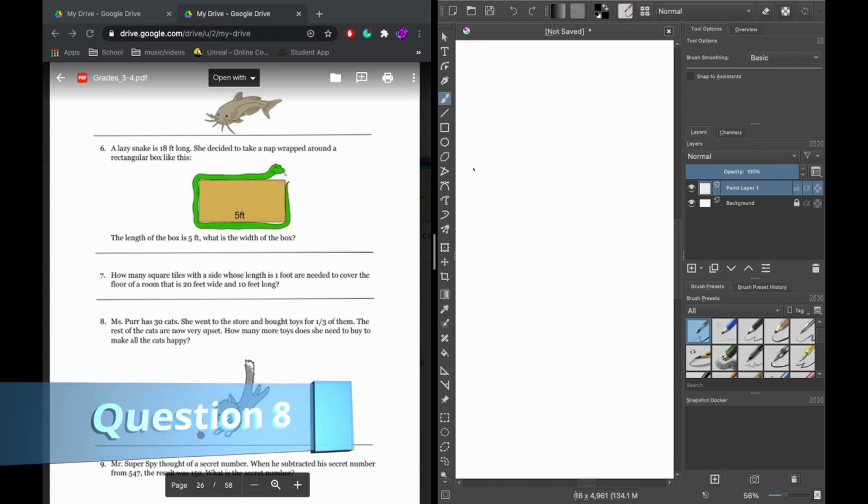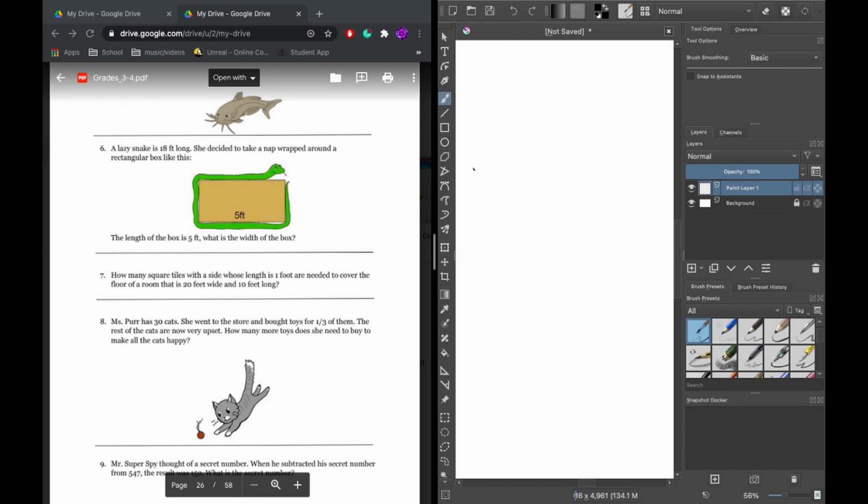Mrs. Purr has 30 cats. She went to the store and bought toys for 1/3 of them. The rest of the cats are now very upset. How many more toys does she need to buy to make all the cats happy? So, okay, Mrs. Purr has 30 cats. I can write that down. And then she bought toys for 1/3 of them.